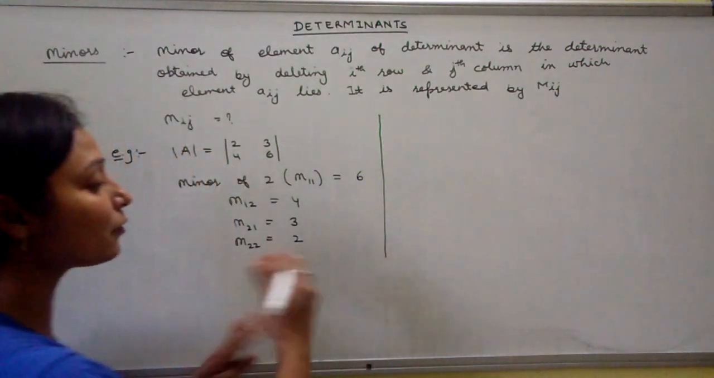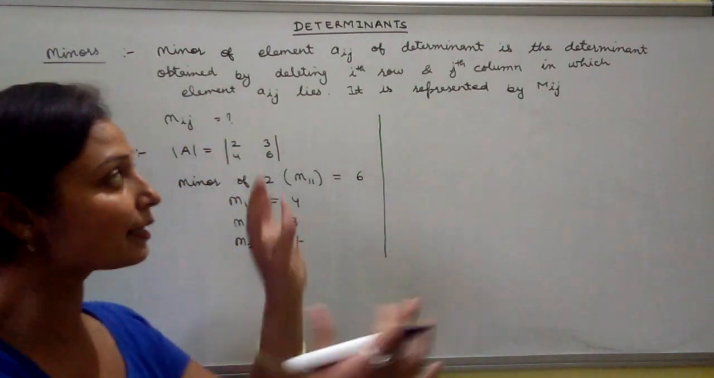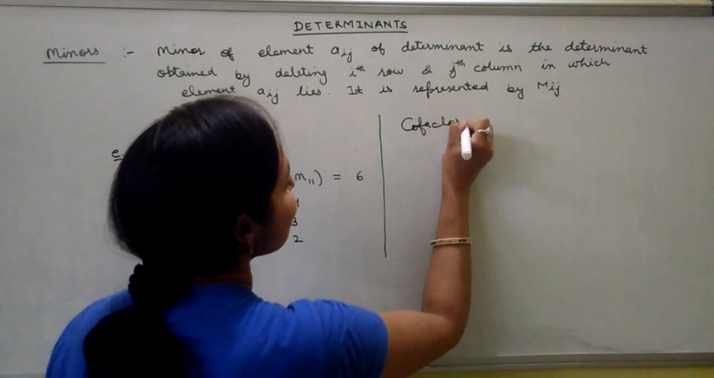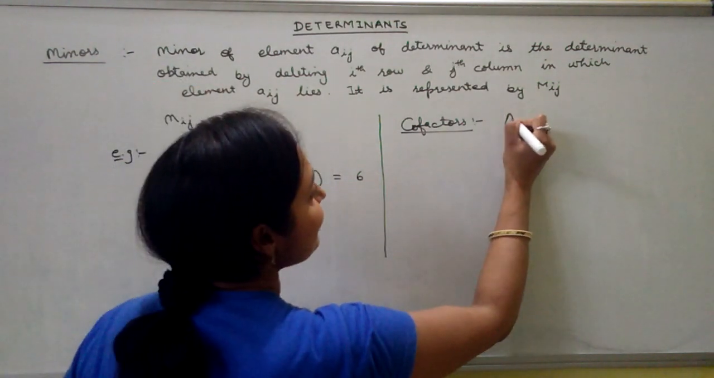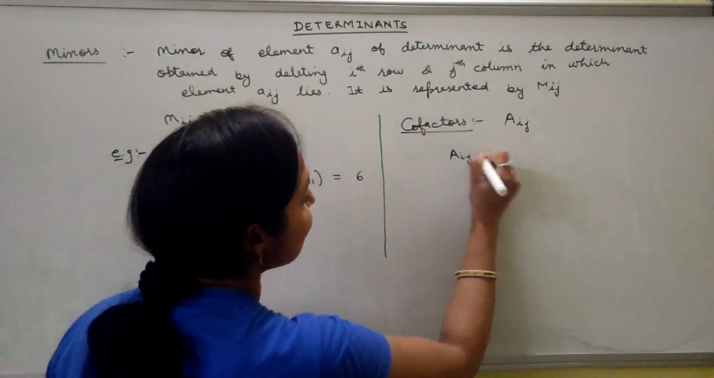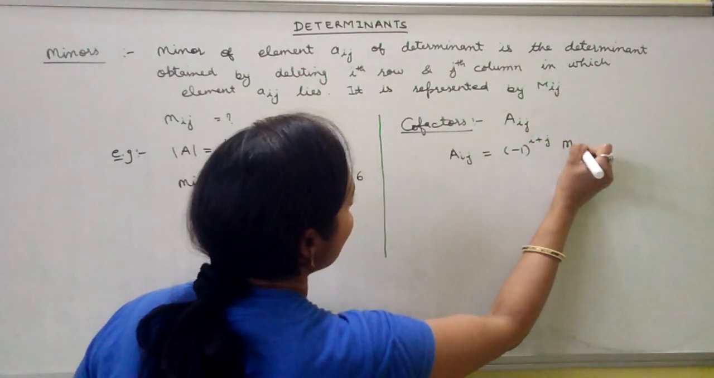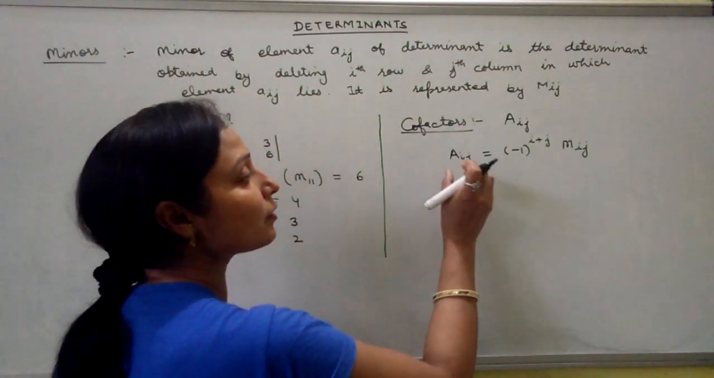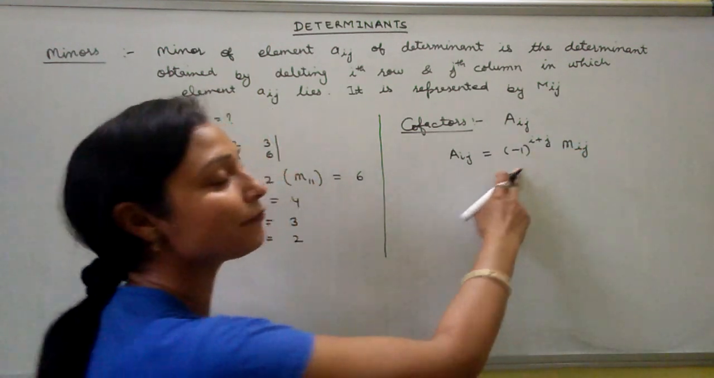I will explain cofactor along with this so that it becomes very easy for you to understand the relation between cofactors and minors. Actually cofactors are also related to minors. These are represented by capital Aij. And what is the relation? Aij is always equal to (-1)^(i+j) Mij. If I want to find the cofactor of any element of the determinant, the value of the minor is the same but the sign will be different.